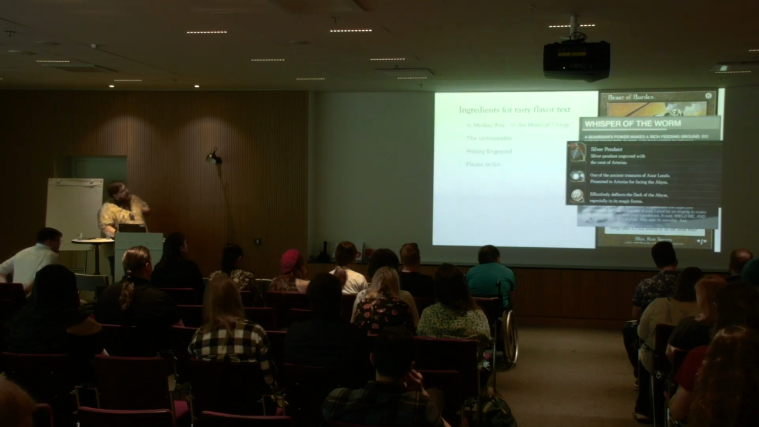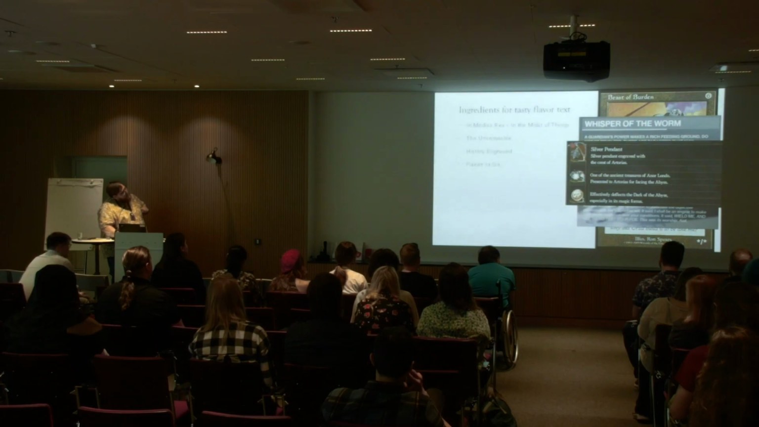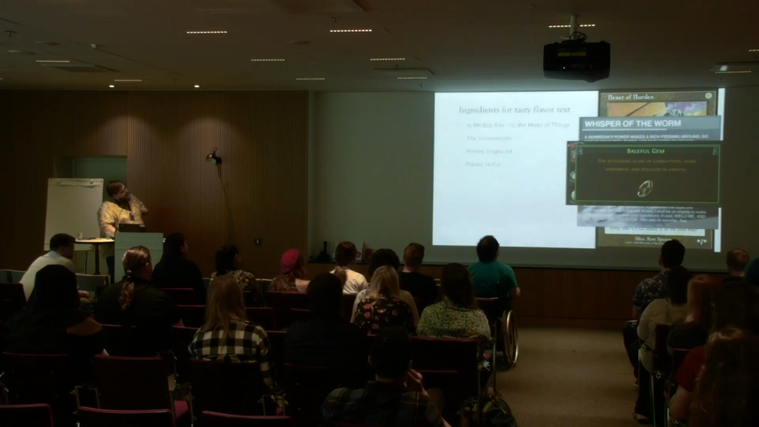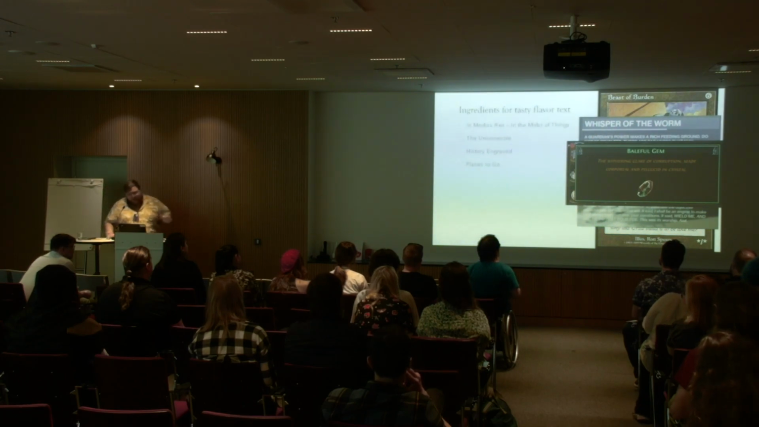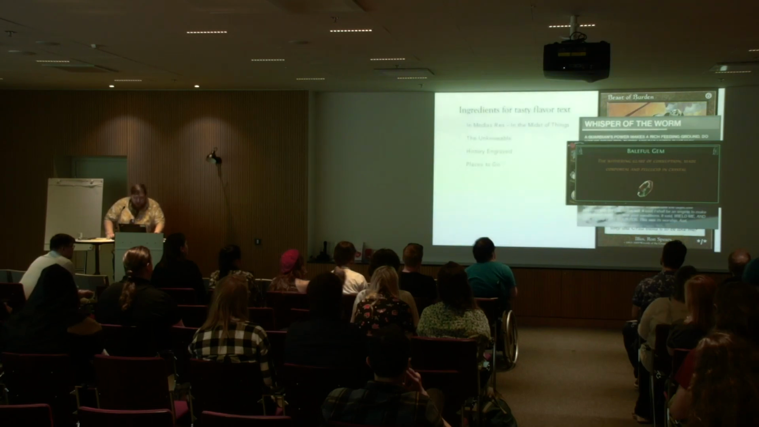And then, also related to the meta gameplay, would be places to go, and an example of that would be the Baleful Gem from Path of Exile. Here you can see that the description is quite cryptic. Unless you play the game, there are quite a few spoilers in there. If you have a hard time seeing it, the description is: the withering glare of corruption, made corporeal and pellucid in crystal.